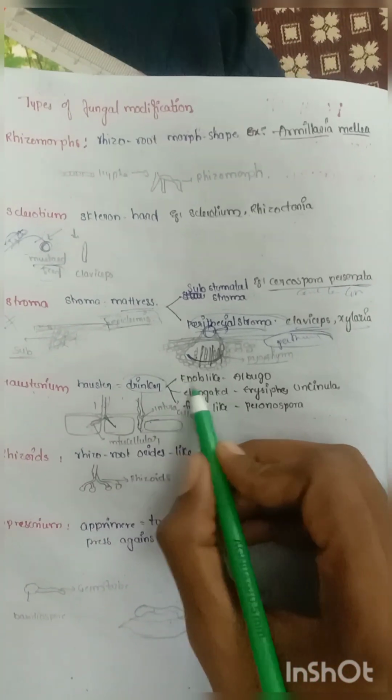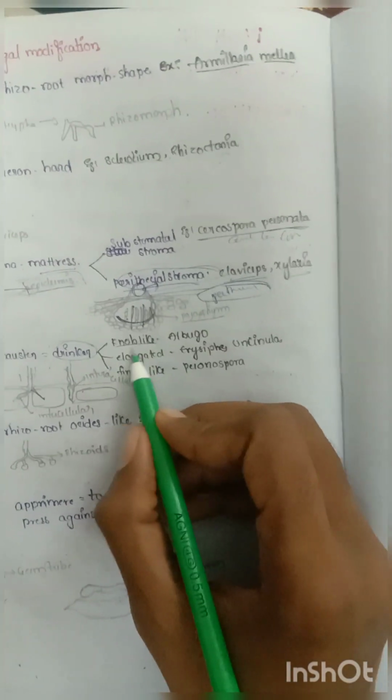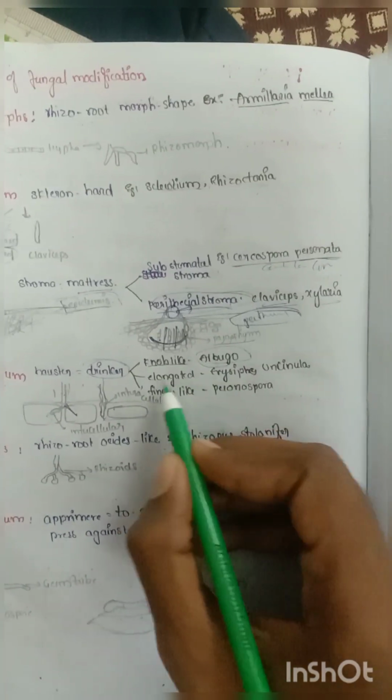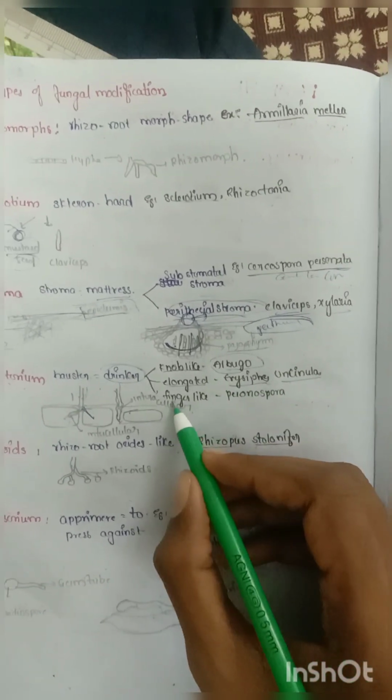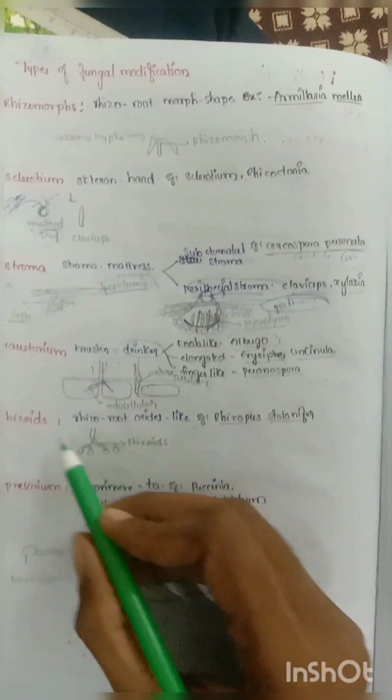And it has different shapes: knob-like in case of Albugo, elongated haustoria in case of Erysiphe and Uncinula, and finger-like in Peronospora.